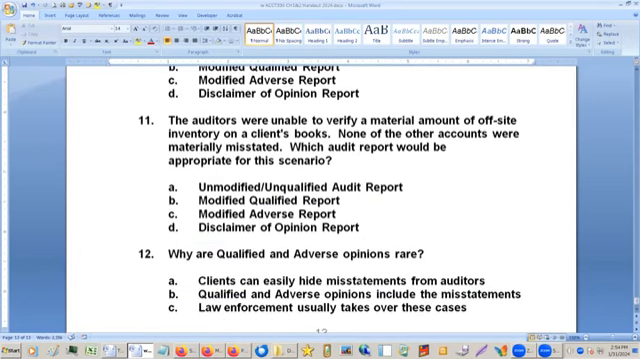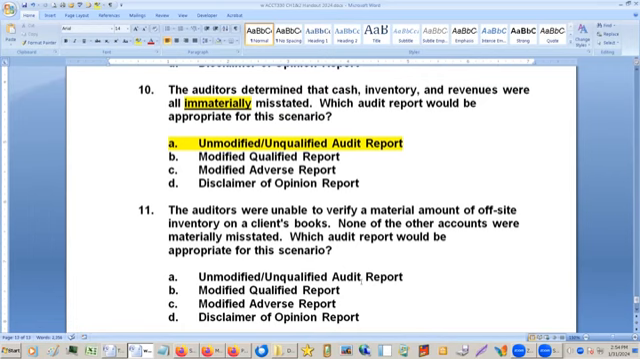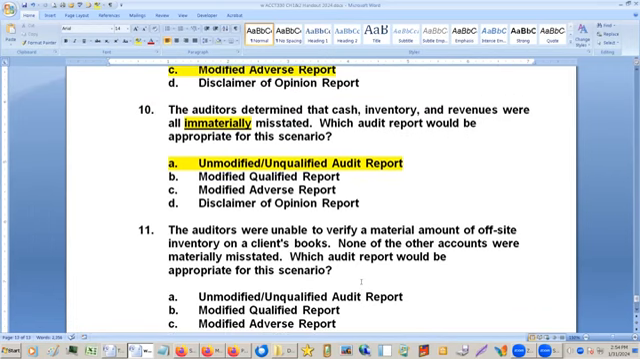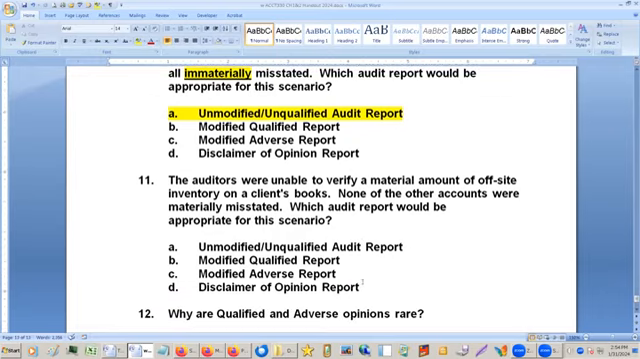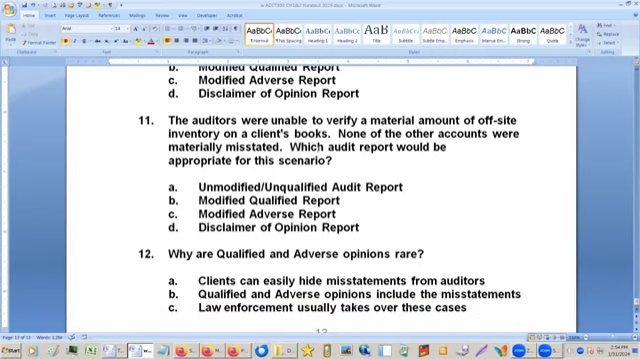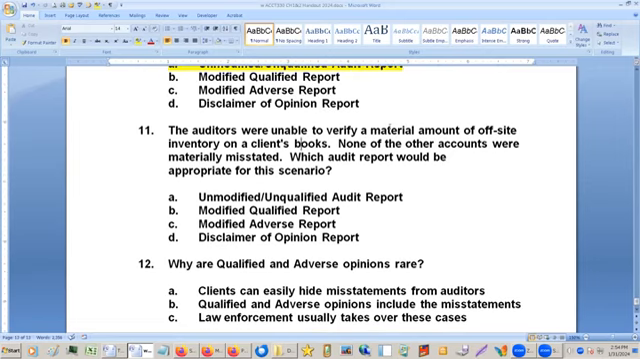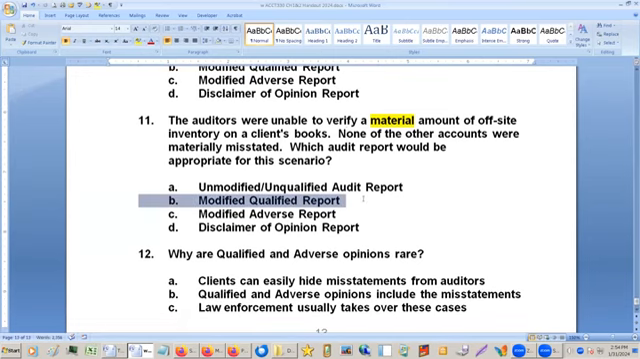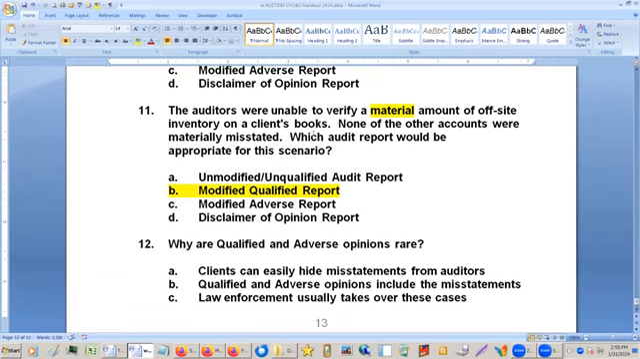Number 11. This one's a little bit tricky. The auditors were unable to verify a material amount of off-site inventory on a client's books. None of the other accounts were materially misstated. Which audit report would be appropriate for this one? So it's a material amount. Would this one be B? Yeah, most likely it would be B. That's like the "except for." Exactly. You say, look, everything's okay except for this off-site inventory that we were unable to verify.